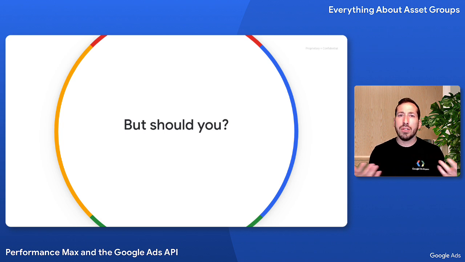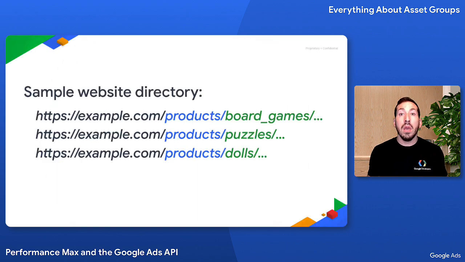Let's say you're a toys retailer. Why not just use a URL that targets all products and let Google handle the rest? Or alternatively, why not just create two separate campaigns, each containing a single asset group for each individual type of toy? The answer to those questions largely depends on your business objectives. Let's look at a few examples.